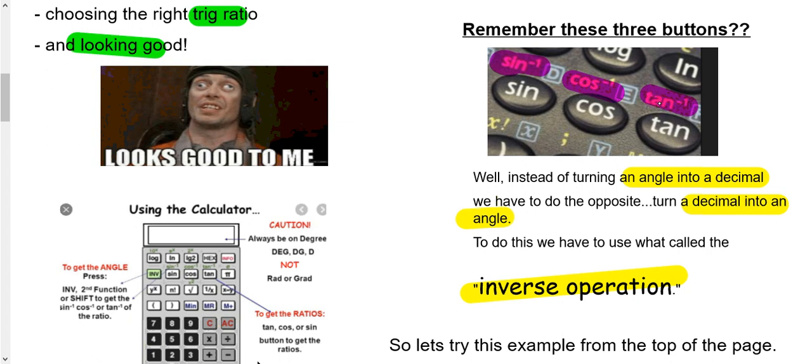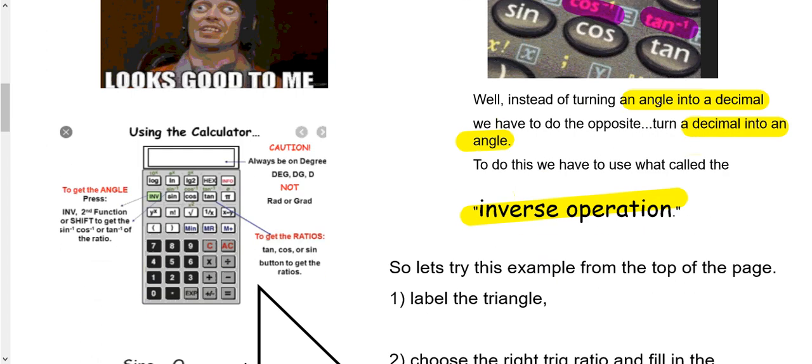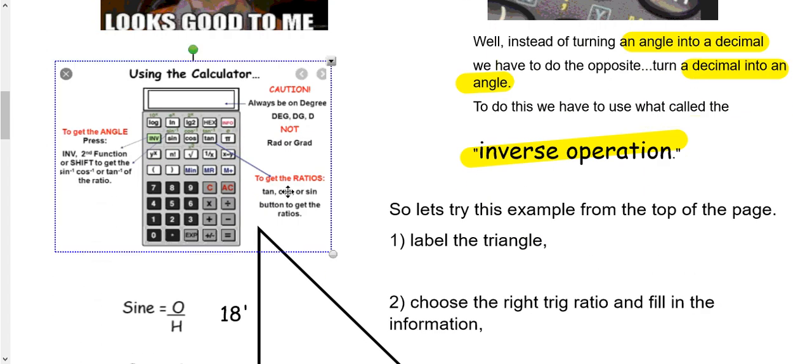So sine will take an angle and turn it into a decimal. Sine -1 is kind of like the inverse, and it's going to take that decimal and turn it back into an angle for us, which is what we're looking for. So here, let's have a look at this graphic.